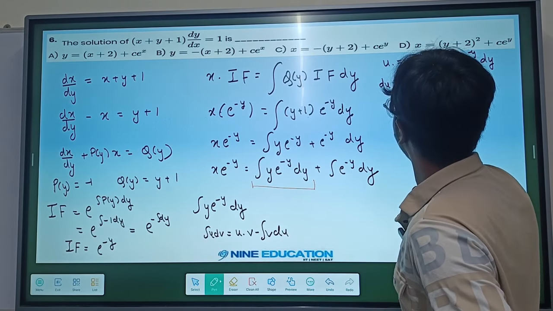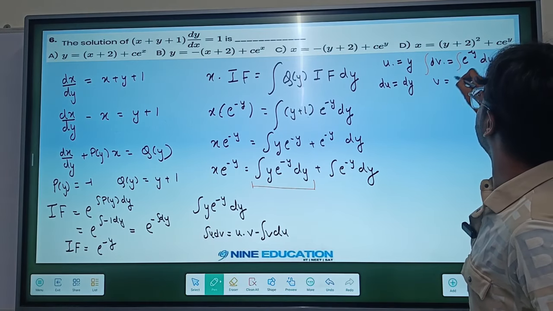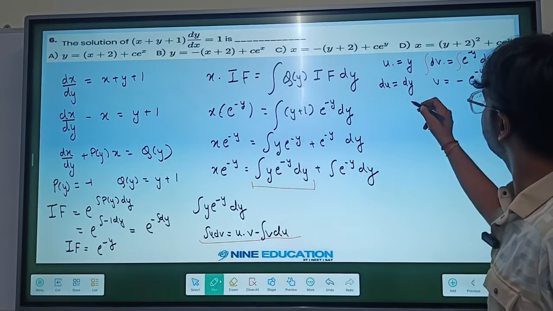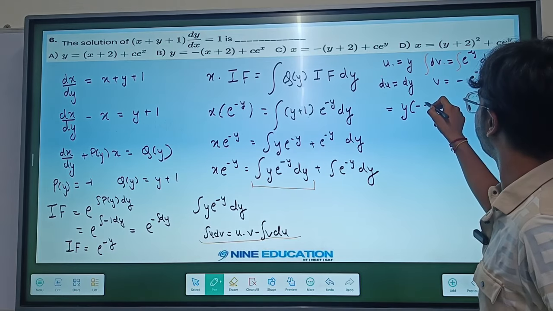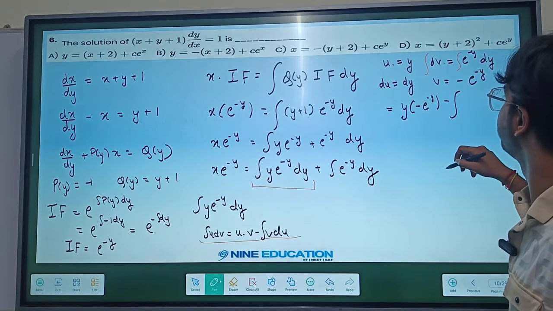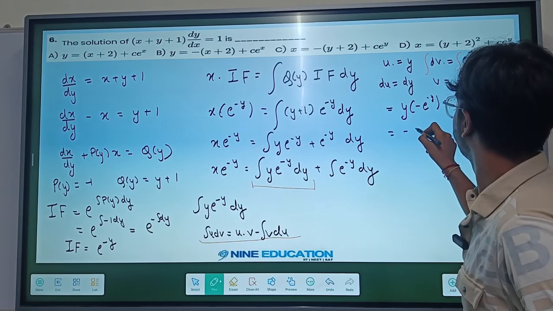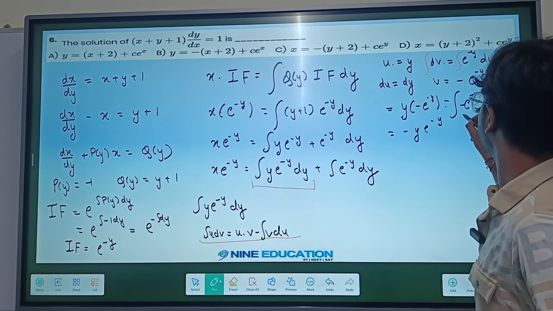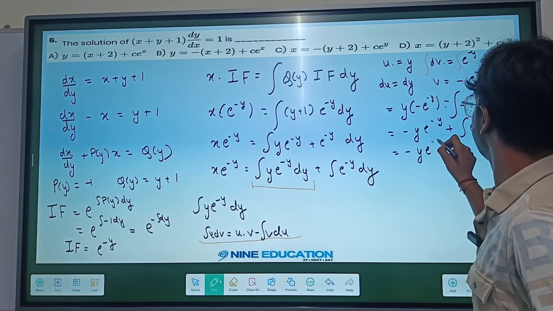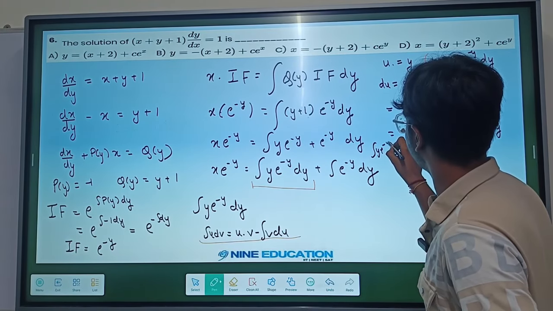If I differentiate, du is dy. If I integrate here, v is integration of e power minus y, which is minus e power minus y. Let's substitute here. So u into v, y into minus e power minus y, minus integration of v du. What is v? Minus e power minus y. What is du? dy. So this will be minus y e power minus y plus integration of e power minus y dy. So we have minus y e power minus y minus e power minus y. This is the integration of y e power minus y dy.